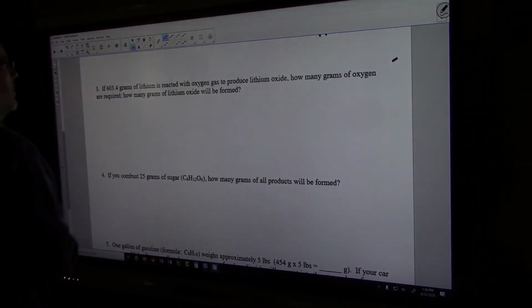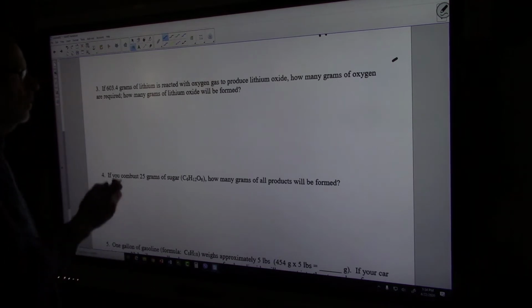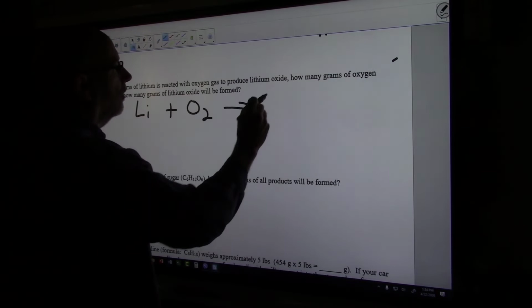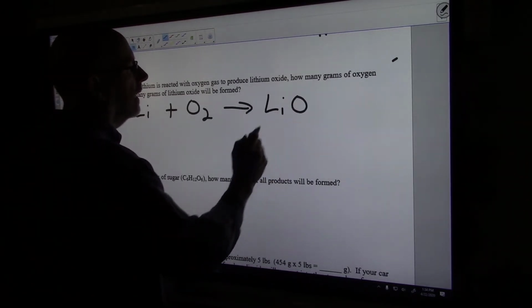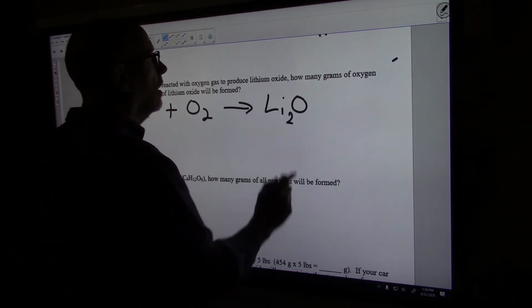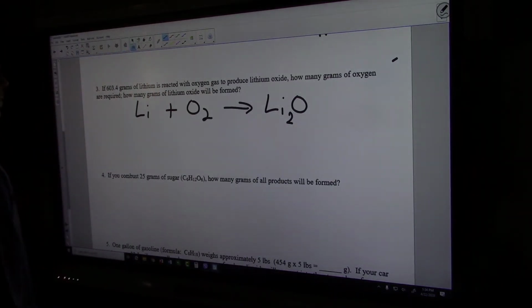Okay. So 603.4 grams of lithium is reacted with oxygen gas. Lithium reacted with oxygen gas to produce lithium oxide. Lithium gets a plus 1. Oxide gets a minus 2. How many grams of oxygen are required?